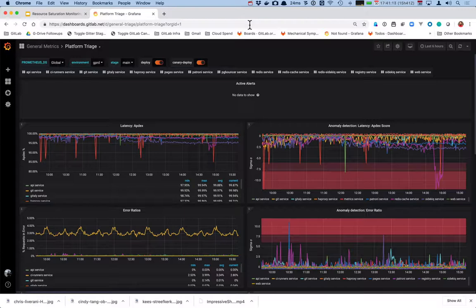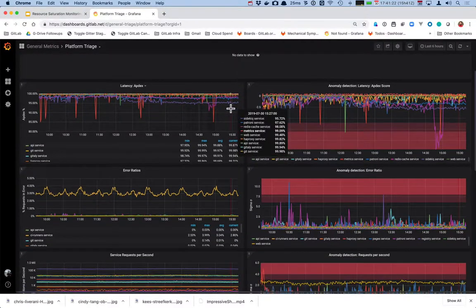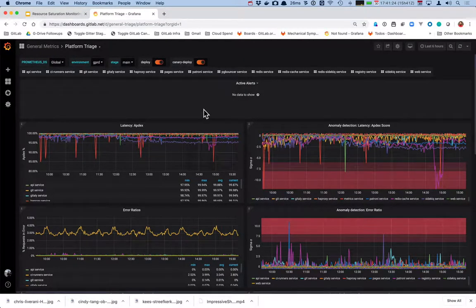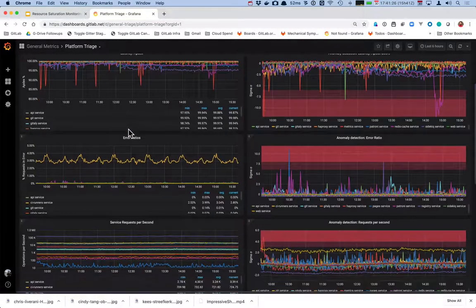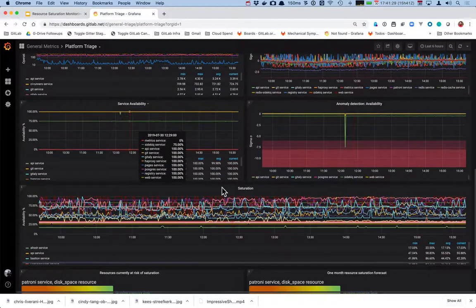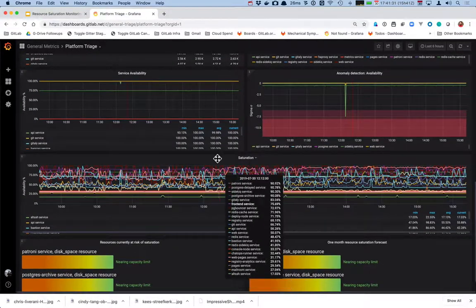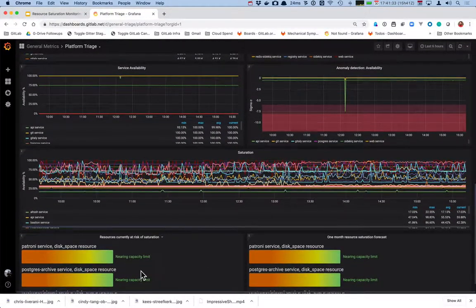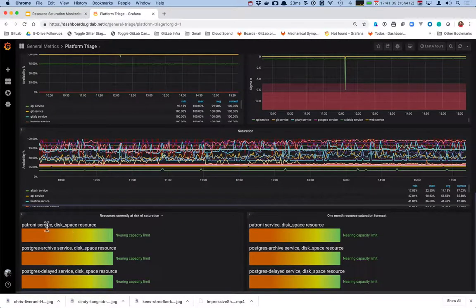So this is the platform triage page. It shows the health of each service in the application. It shows the key metrics for each service, as well as the saturation. At the bottom, there is a report which gives us different services and their current state.